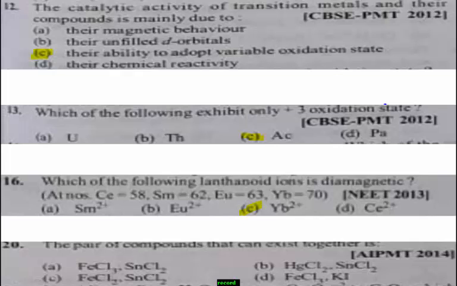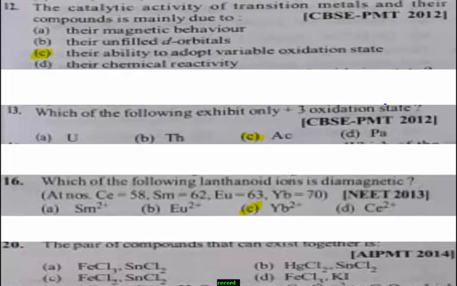Okay students, next question number 20. The pair of compounds that can exist together is, observe the pair of molecules. Option A, FeCl3 and SnCl2, option B, HgCl2 and SnCl2, option C, FeCl2 and SnCl2, and option D, FeCl3 and KI. The pair of compounds that can exist together.